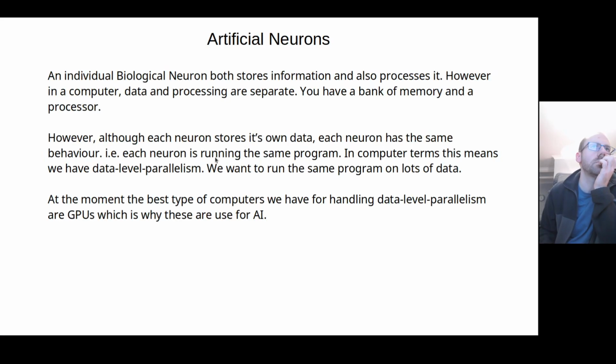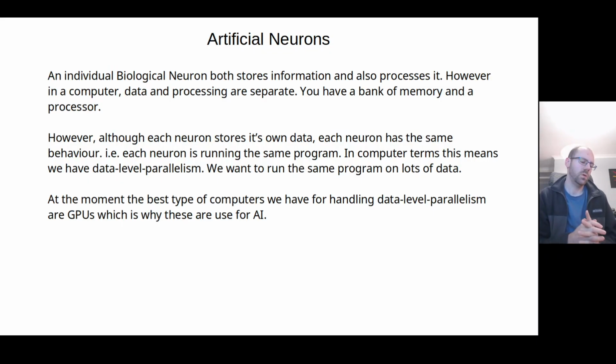Right, cool. Right, artificial neurons. The cool thing about artificial neurons is that they are powered by dot products. I'll just read off the screen because it's probably better than whatever I can remember. An individual biological neuron both stores information and also processes it, right? However, computers aren't architected like that. In a computer, data and processing are separate. You've got your bank of memory, also known as RAM, and then you've got your processor, and information has to move between them.